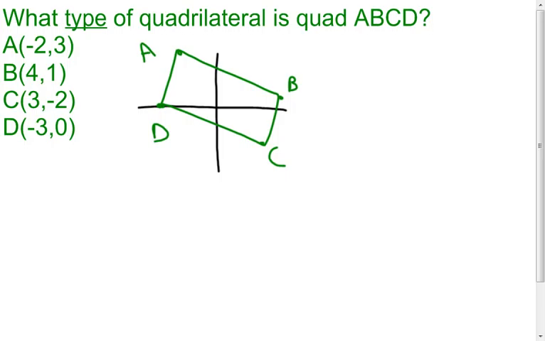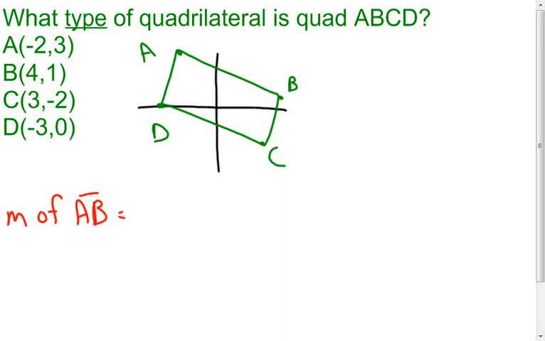And now I want to figure out what kind it is. So is it a parallelogram? Maybe it's a rectangle, maybe it's a rhombus, maybe it's a square. So the first thing that I'm going to do is calculate the slopes of the 4 sides. So I'm going to find the slope to start of segment AB.